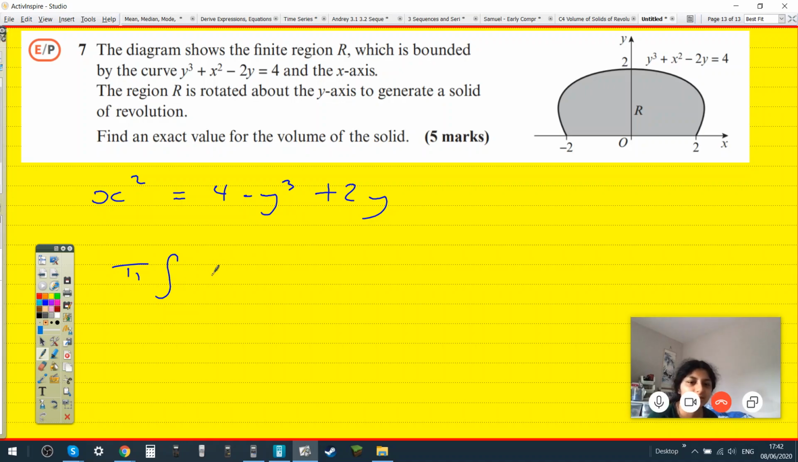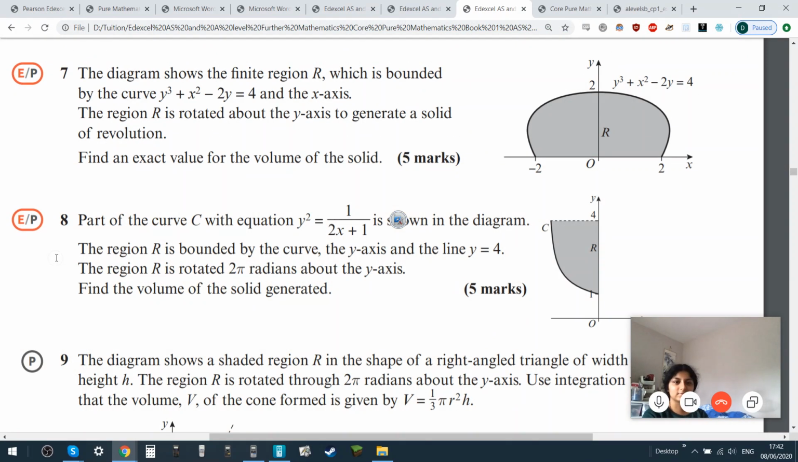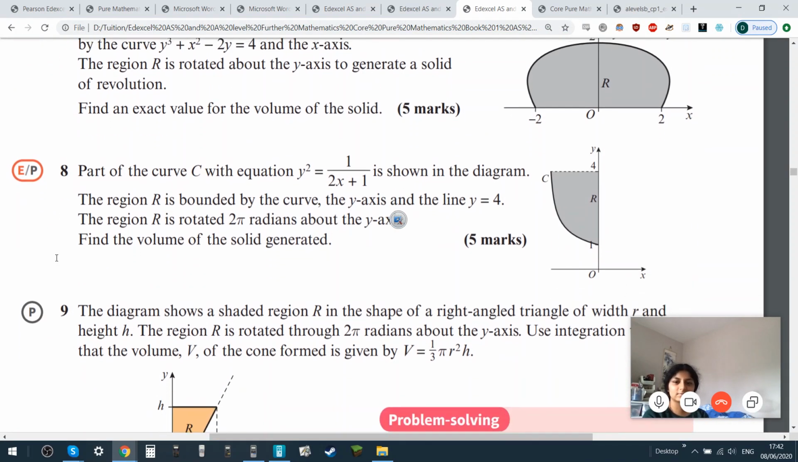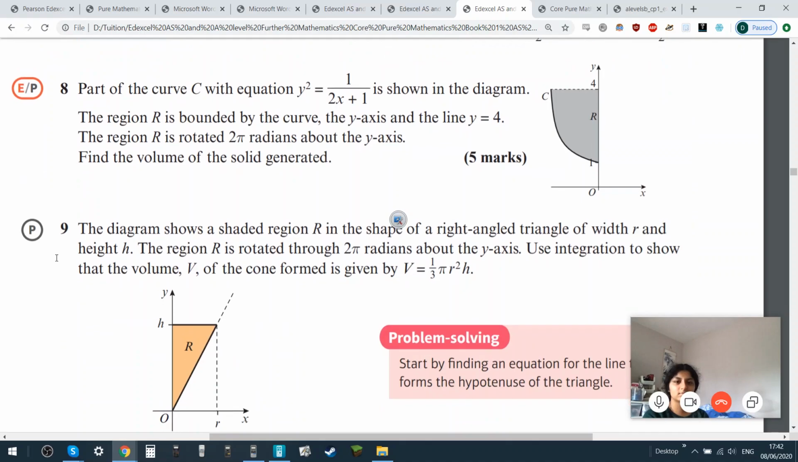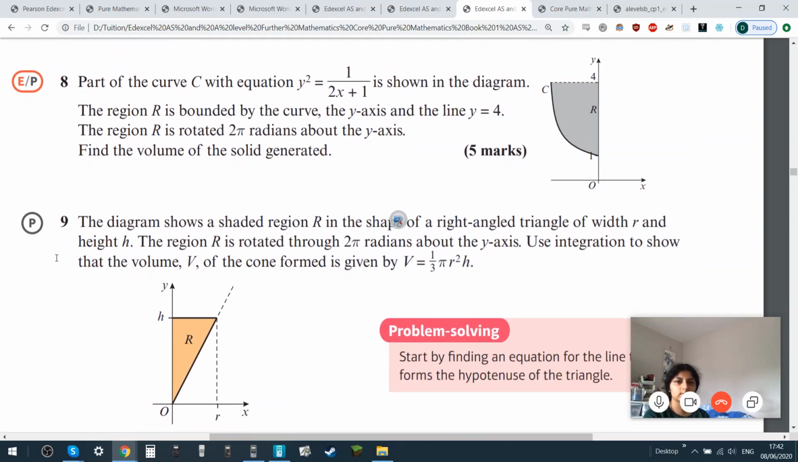Okay. What are the limits? Minus 2 and 2. Wrong. Oh, 0 and 2. Sorry. Yes. That's the trick with that question. Grand. Any questions about that one? No, I understood it. Let's see this one. That's between 1 and 4.